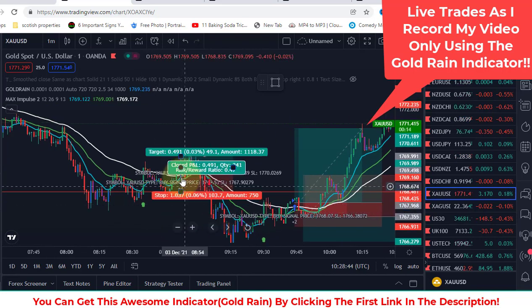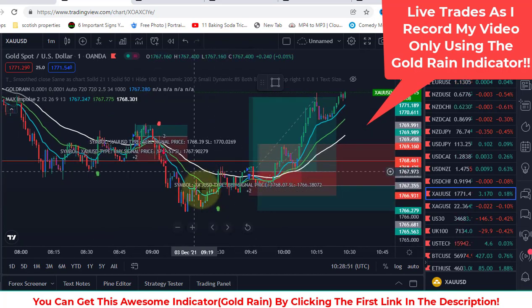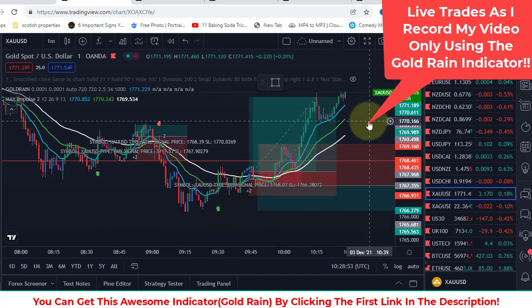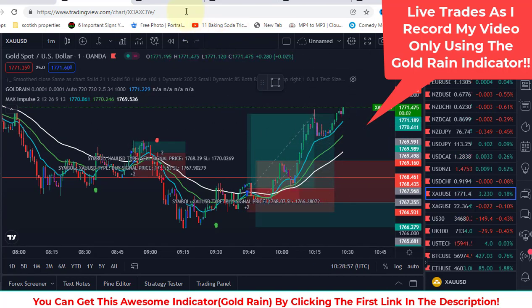So look, you would buy here for this bit, you would sell here for this bit, and then you wouldn't do anything really here, but then you would buy here, and then you would make all these pips, like cash all these pips.